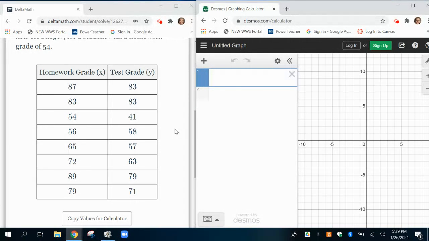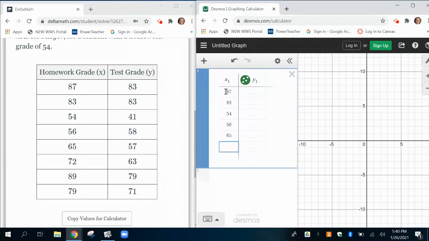So the first thing that we want to do is get all this data that we have entered into Desmos. To do that, you're going to hit the plus sign right up here, and then select a table. You're literally just going to copy it over. So my X column, I'm just going to start going straight down. You could go right to left, but I think it's easier visually for me to just go straight down and type these all in.